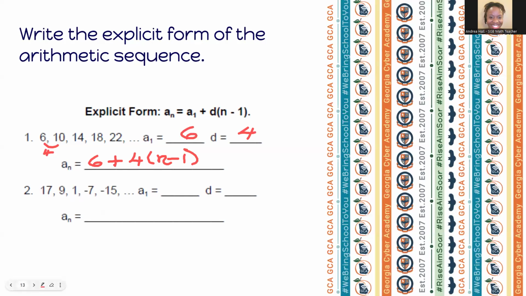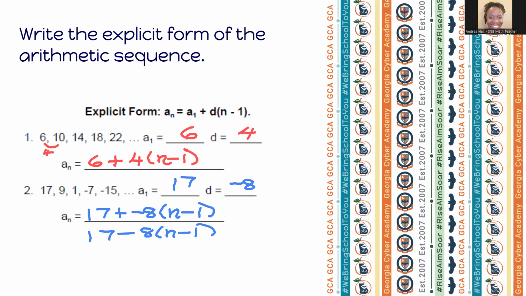And then for the other one, our a sub 1 is 17. Our d is minus 8. So I'm going to say a sub 1, which is 17, plus d. I'm using this formula up here in case you forgot, which is negative 8, parentheses, n minus 1. So in other words, I can say 17 minus 8, parentheses, n minus 1. And that's the explicit form.